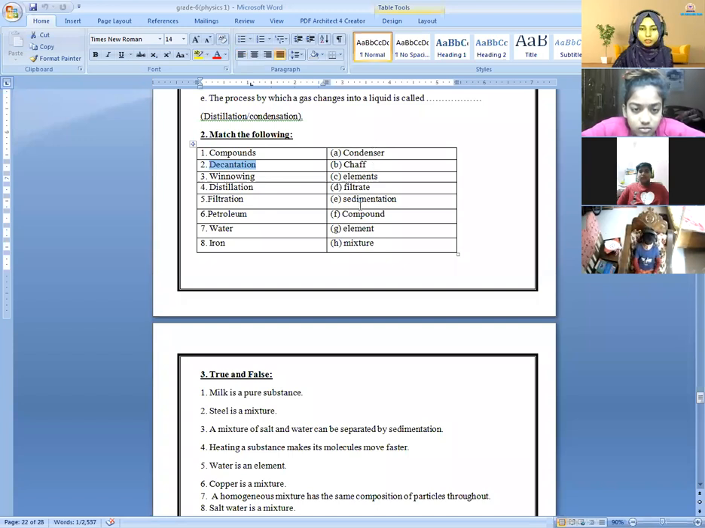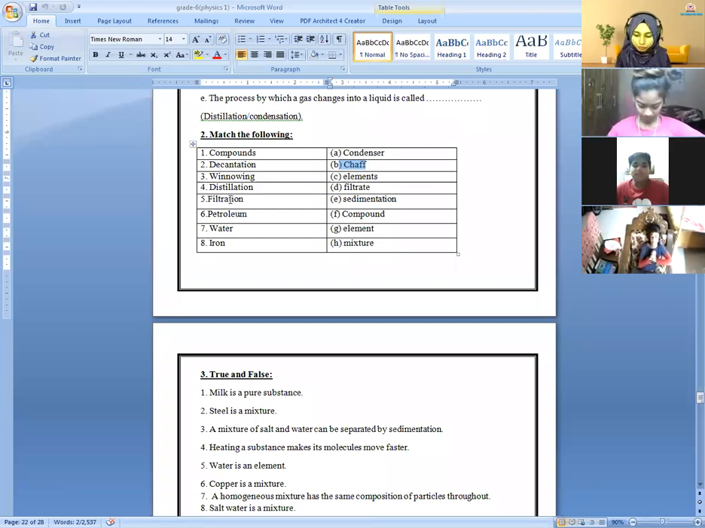Sedimentation. Exactly. Sedimentation. Then the third one, winnowing. Mixture. It's chaff, it's not condenser. Can you explain? No, I can't. Distillation is condenser. Exactly. Distillation is condenser. Right. Filtration. Filtrate. Exactly. Filtrate.